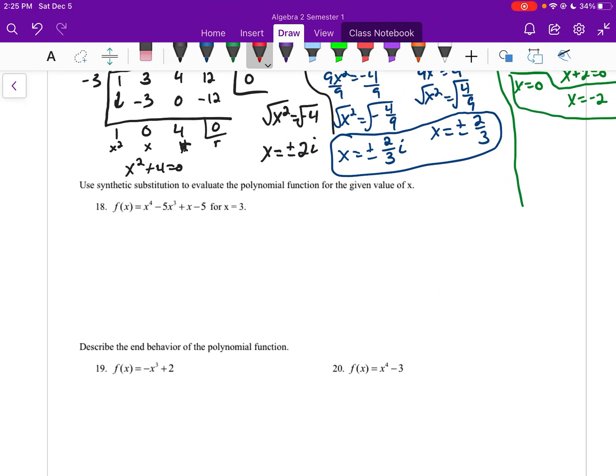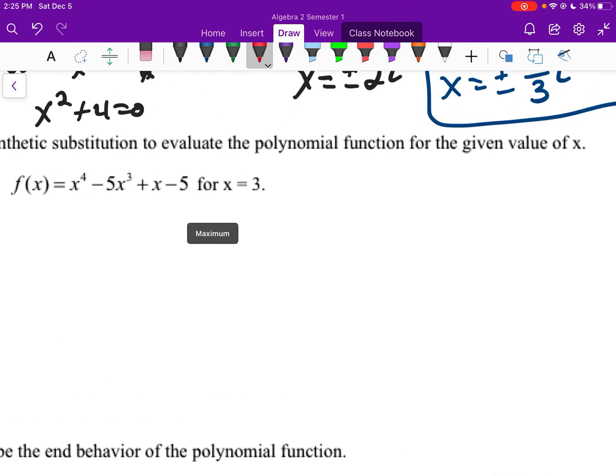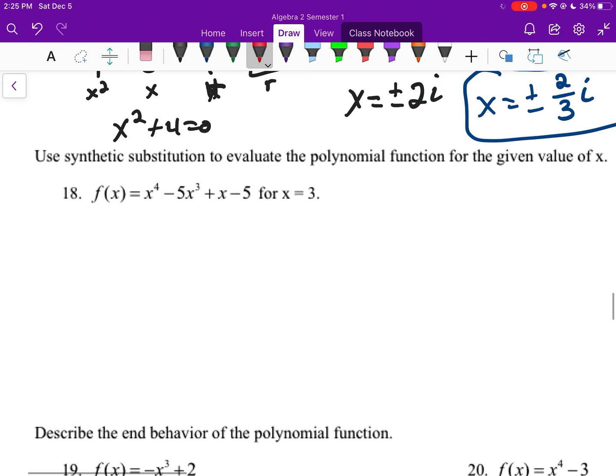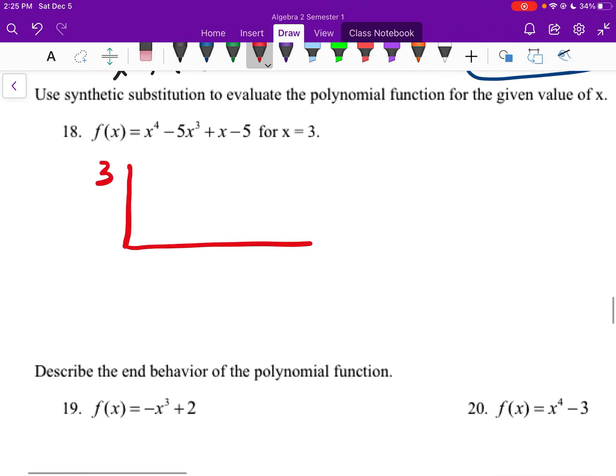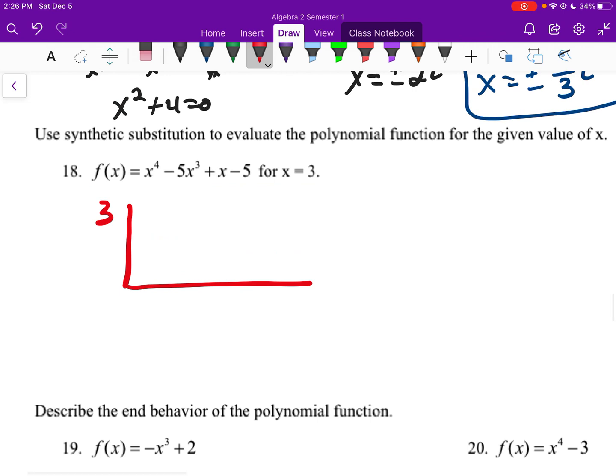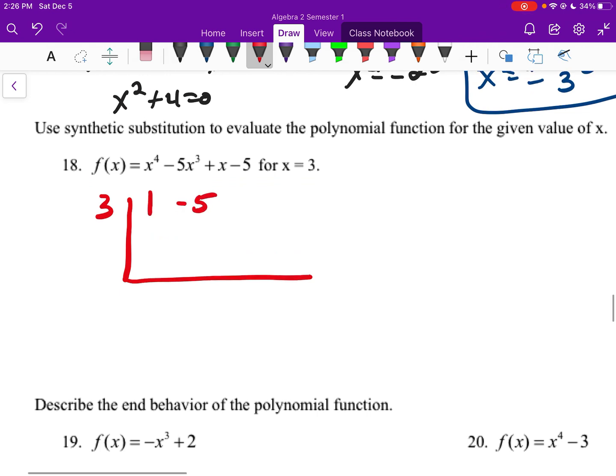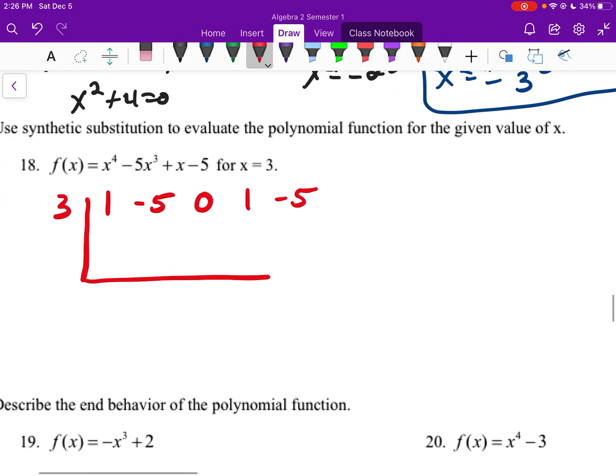All right, so use synthetic substitution to evaluate the polynomial function for the given value. In this case, remember, synthetic substitution, we're basically just evaluating. We're plugging that in using this specific method. 3 goes on the outside. Your coefficients now again, x to the 4th, x cubed, x squared term, it's missing, so we've got to represent that still with 0, 1, and -5.